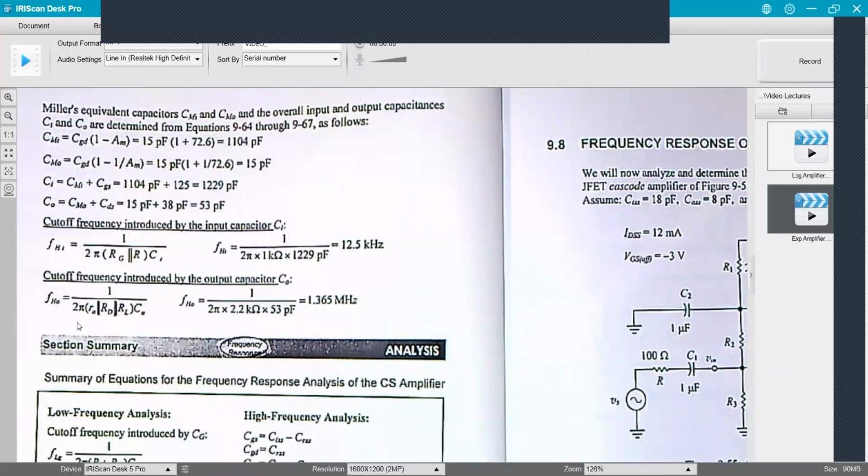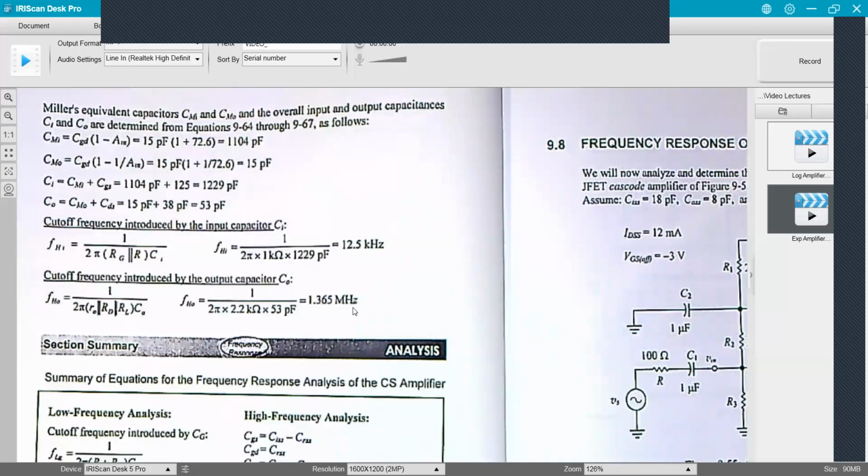So now we have 2 more poles to calculate. F high on the input is 1 over 2 pi RG in parallel with R times C, which is 12.5 kilohertz. And the cutoff frequency introduced by the output capacitance C out is 1 over 2 pi times RO, RD, RL in parallel times C out, looking from your drain, or output capacitance, which is 1.36 megahertz.